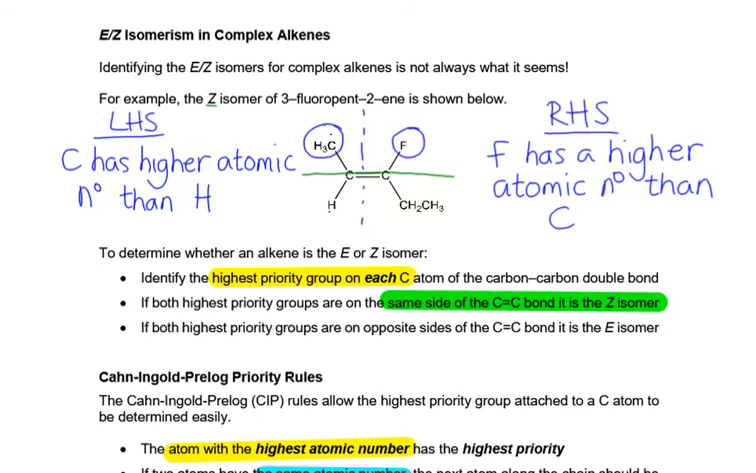It's quite easy to fall into the trap of looking at the size of the substituent and deciding that this ethyl group looks bigger, so it will have higher atomic number. It's not the size of the group, it's the first atom you hit and its atomic number. F is atomic number 9, carbon is atomic number 6, F has higher atomic number.